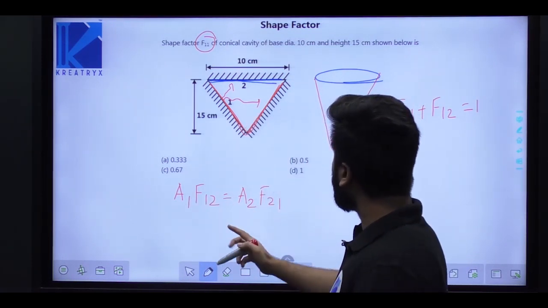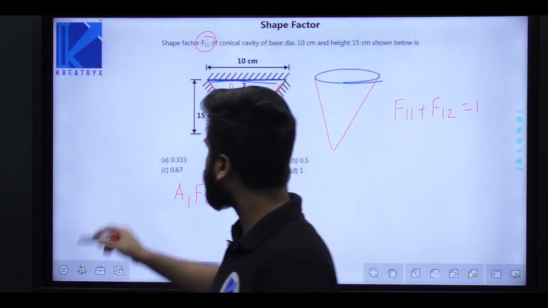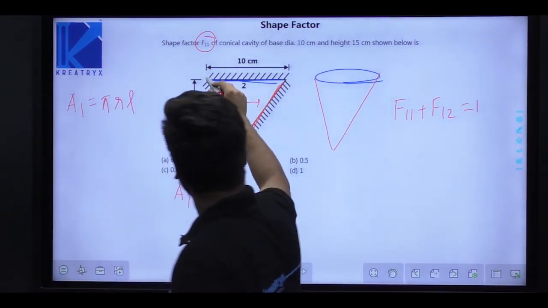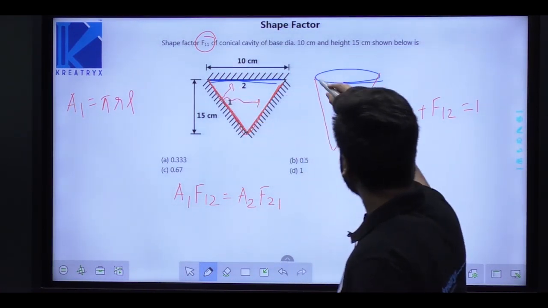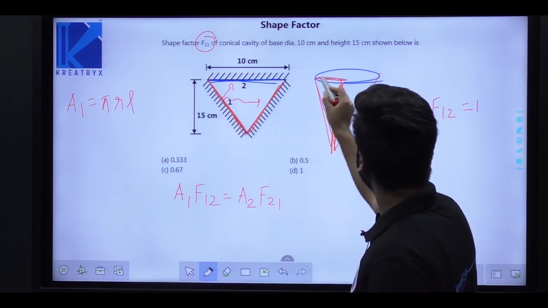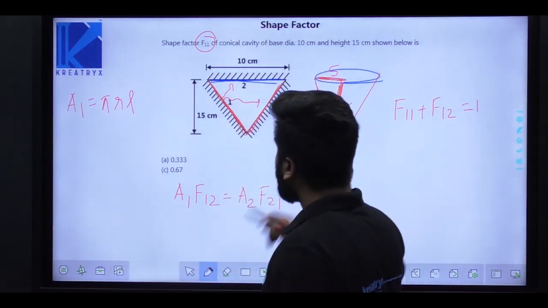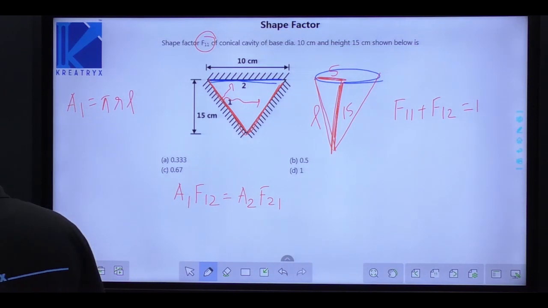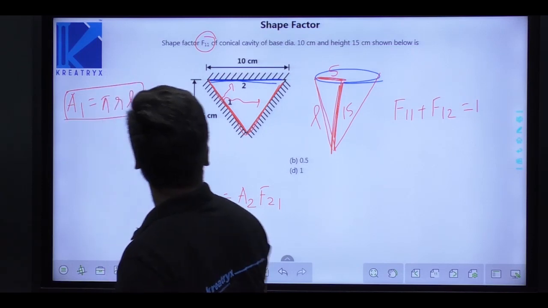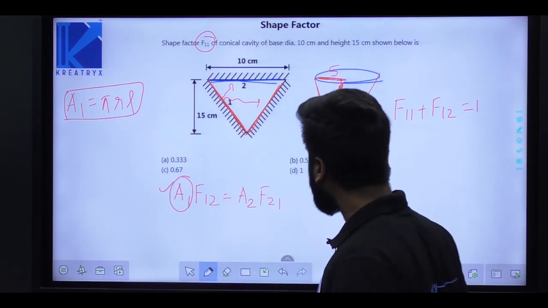What is A1? A1 is the curved surface area of the cone, which is pi RL. L is the slant height. You can find it because this is 15, this is 15, and this is 5. So 15 squared plus 5 squared under root will be L. I don't have L here, but I told you how to get that. So A1 is pi RL. I know R, I know L, so I know A1.